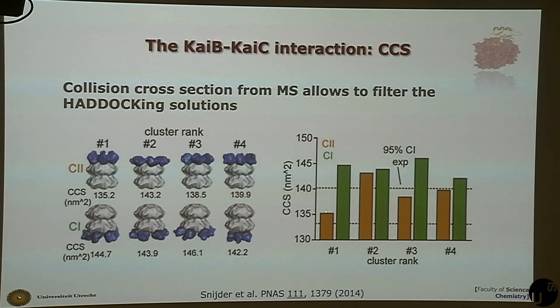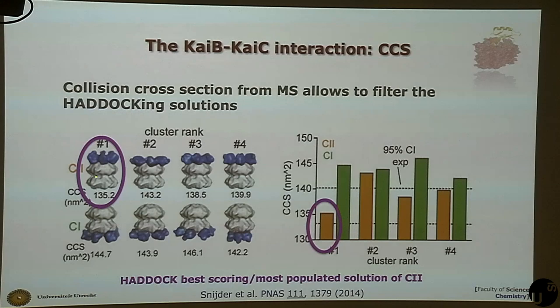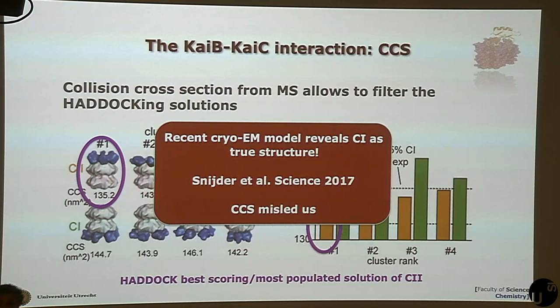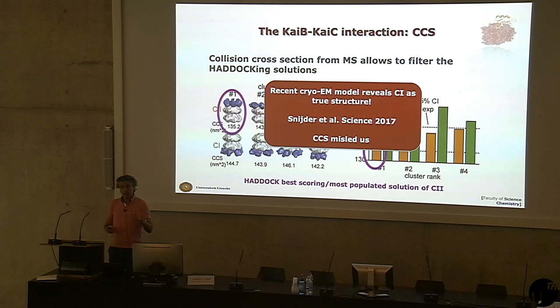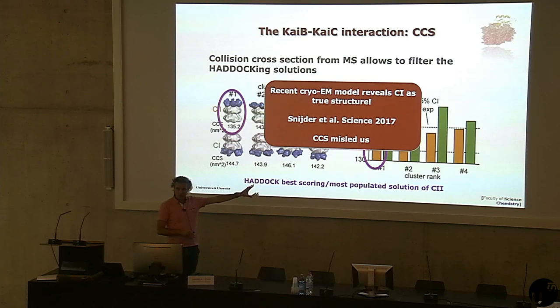So we basically, at that time, predicted this being a model of the binding of KB to KC. This was published in PNAS at the time, and everyone was happy. Then 2 years later, a cryo-EM structure came out, which showed a full complex, KA, KB, KC, and this structure revealed that this is not the correct model. Okay, so I told you, garbage in, garbage out. So this is an example of the danger of modeling.